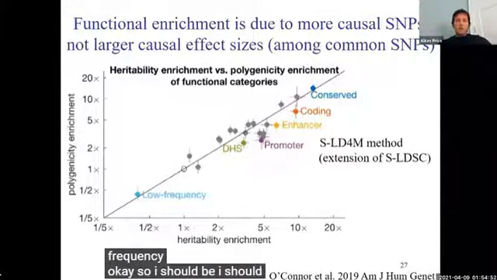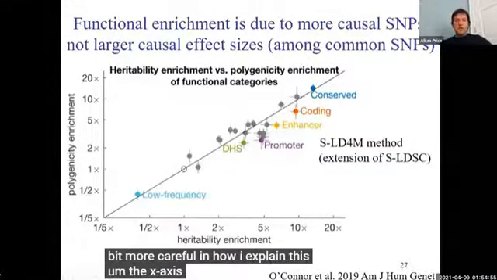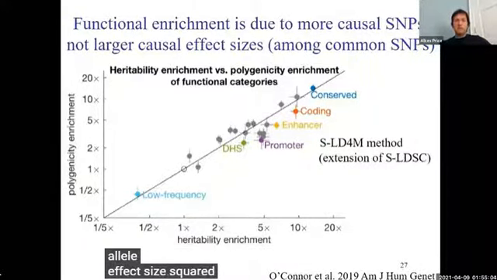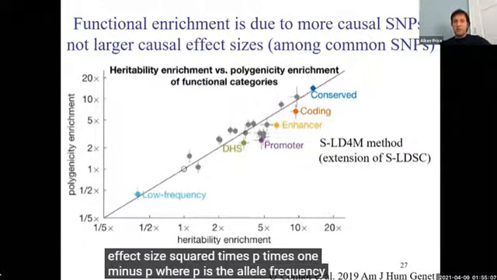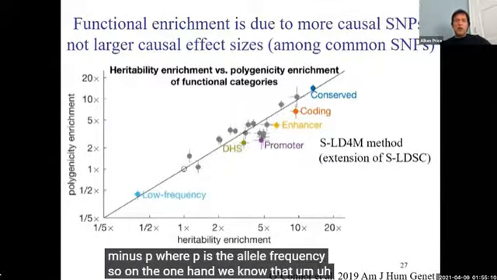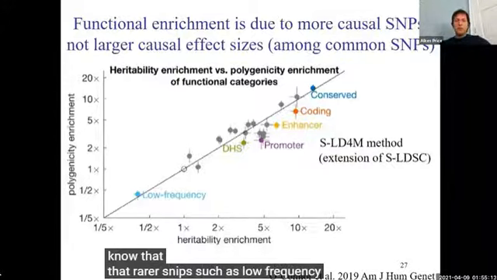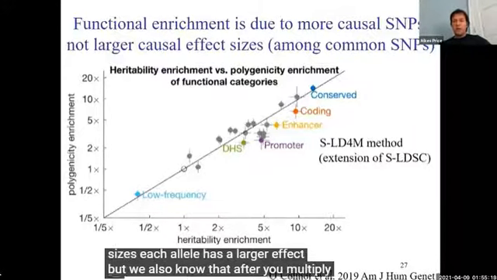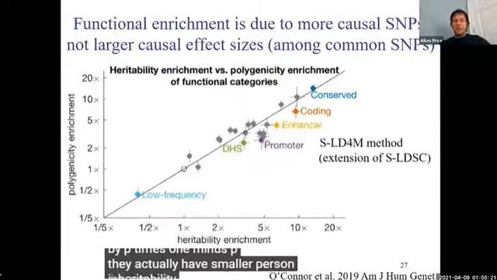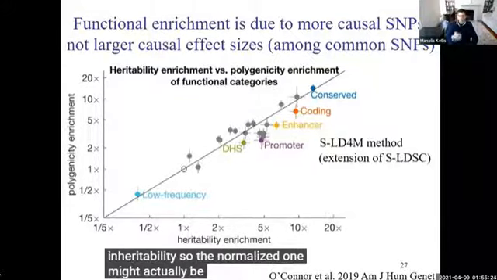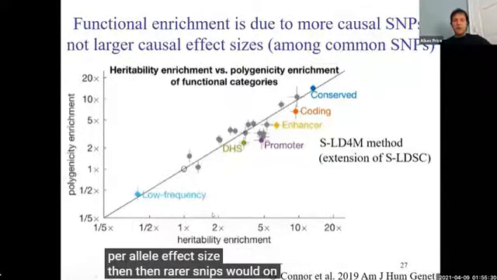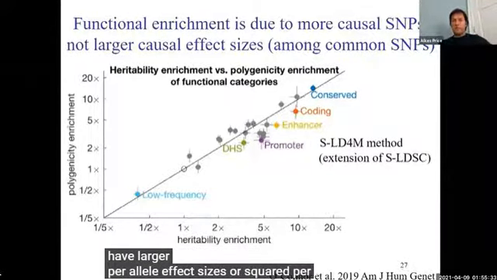Okay, so I should be a little bit more careful in how I explain this. The x-axis is heritability enrichment. For any given SNP, the amount of heritability explained by that SNP is proportional to its per allele effect size squared times p times 1 minus p, where p is the allele frequency. So on the one hand, we know that rarer SNPs, such as low frequency SNPs, have larger per allele effect sizes. Each allele has a larger effect. But we also know that after you multiply by p times 1 minus p, they actually have smaller per SNP heritability. So the normalized one might actually be at the other end of the spectrum. Yeah, if you were to look at per allele effect size, then rarer SNPs would on average have larger per allele effect sizes, or squared per allele effect sizes.